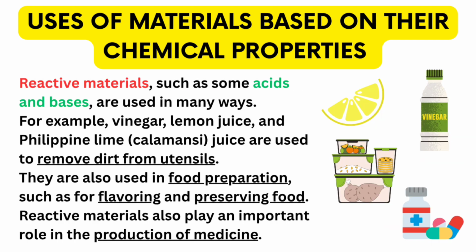Reactive materials such as some acids and bases are used in many ways. For example, vinegar, lemon juice, and Philippine lime or calamansi juice are used to remove dirt from utensils. They are also used in food preparation, such as for flavoring and preserving food. Reactive materials also play an important role in the production of medicine.